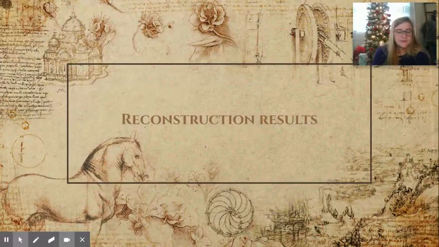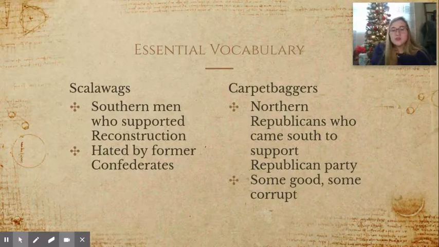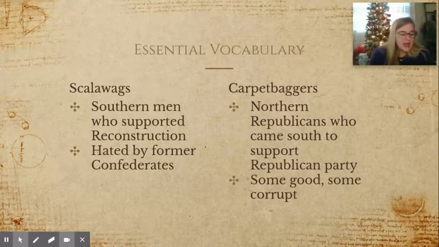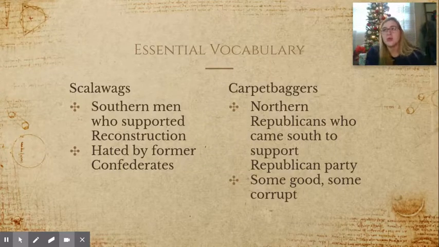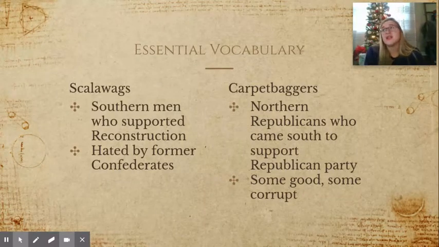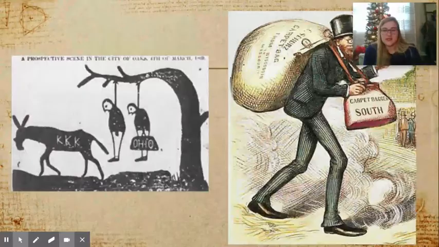Okay? So let's evaluate Reconstruction as a whole here. Some terms you might need to know. Carpetbaggers we've gone over, but scallywags are Southern men who supported Reconstruction. It's a slang term. They're hated by Confederates. And carpetbaggers come down from the North to help in the South, but some are bad. Some are like, I know the South is in rough shape, so I'm going to go down there and build a factory and make a bunch of money or economically exploit people. So not all carpetbaggers are good, nice people helping the Freedmen's Bureau, okay?